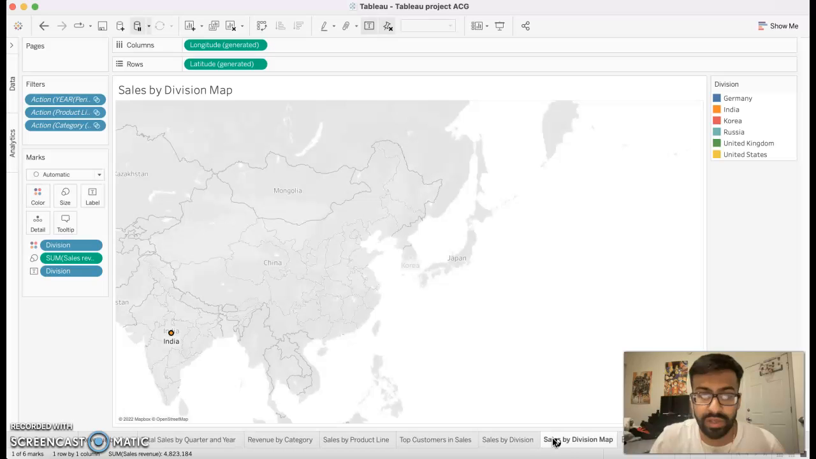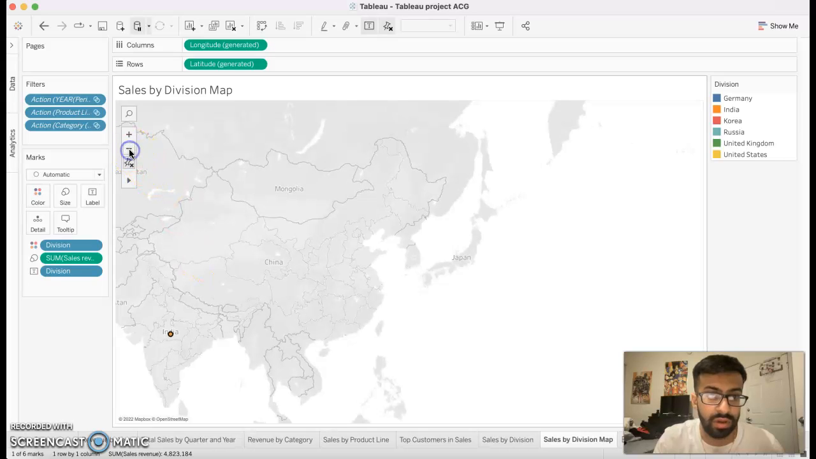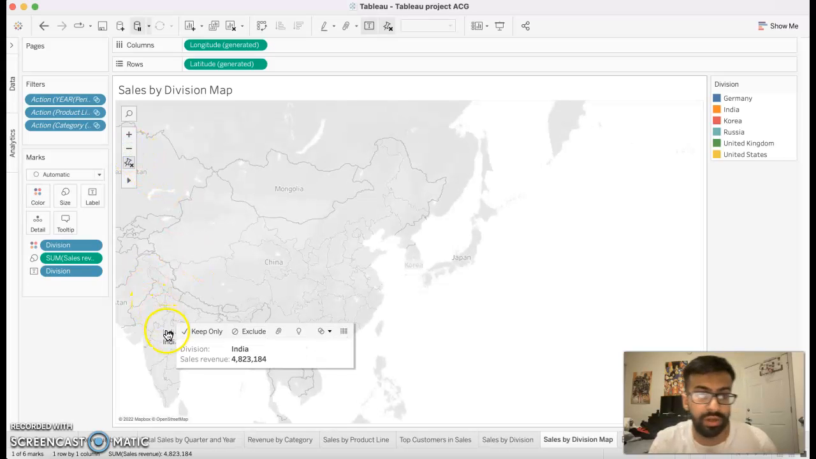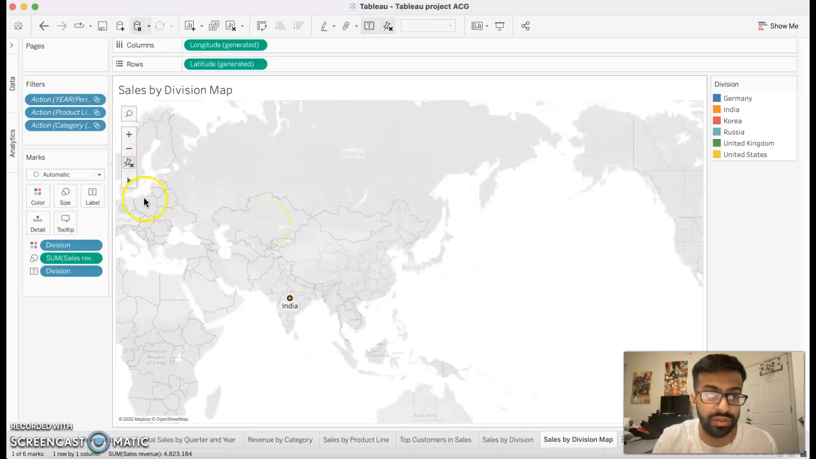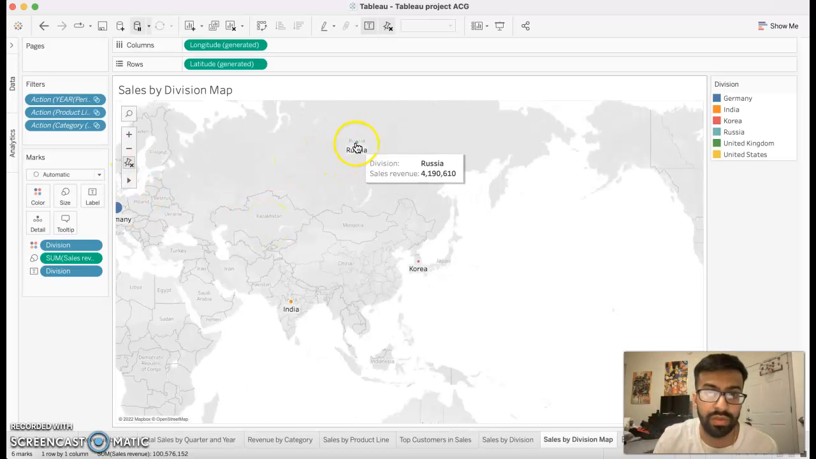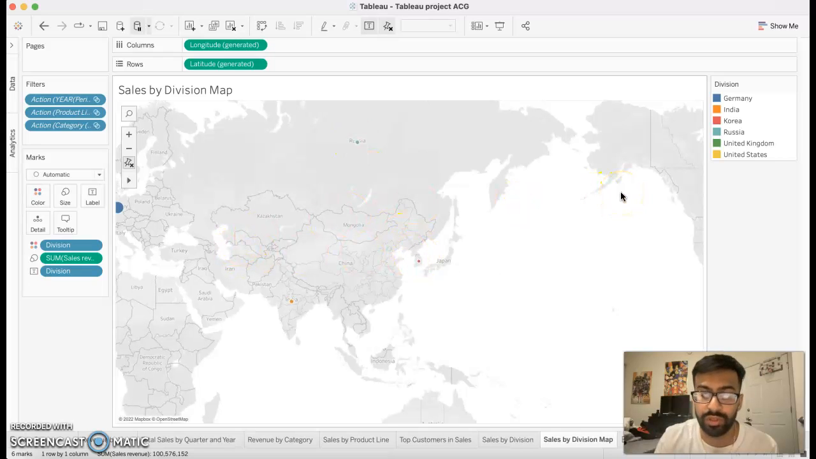Lastly, there is the sales by division map, and here you can see, like India right here, how India has a sales revenue of 4,823,184. And you can also see Germany over there, and you can see Russia over here, Korea over here, and United States more towards the right side.